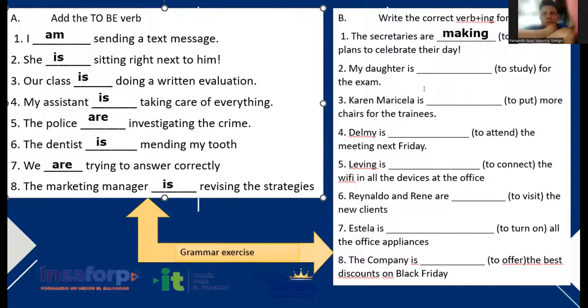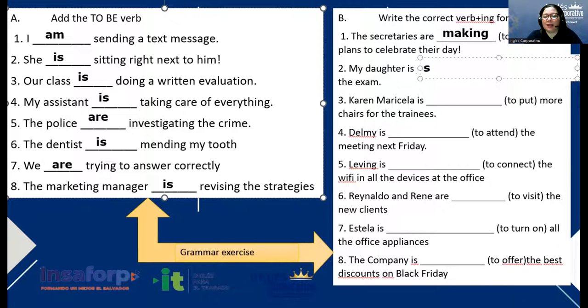Number two. My daughter is studying for the exam. My daughter is studying. Sin el tú, ¿verdad? El tú ya no entra aquí. He's studying. How do you spell that? S-T-U-D-I-N-G. Are you sure? No. What is missing here? Where is the letter Y? Between which letters? Between letter D and I. Very good. Yes, we need the letter Y. That's correct. This is the correct form.